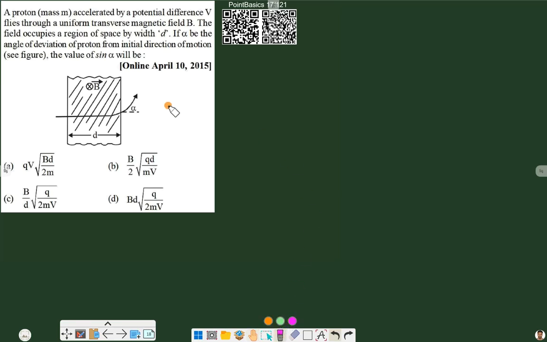First of all, from the cross sign we can see that the field is inward. So let's draw our coordinates. We have x, y and z here, and B is B naught times k, and it is inward, so a negative sign here. Velocity we assume in the x direction, so velocity is V naught times i, and as it is a proton, its charge will be positive.